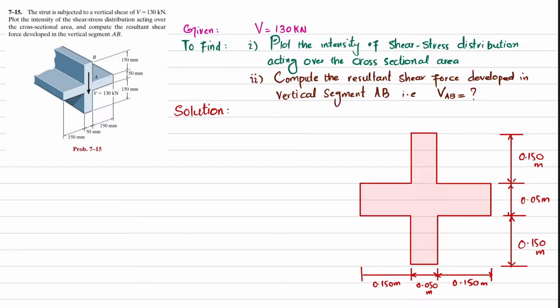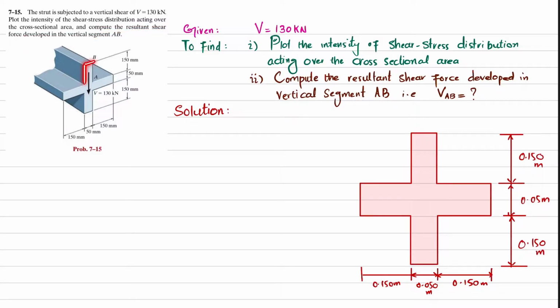Welcome back. Problem 7-15. The statement is: the strut is subjected to a vertical shear of 130 kilonewton. Plot the intensity of shear stress distribution acting over the cross-sectional area A and compute the resultant shear force developed in the vertical segment AB.